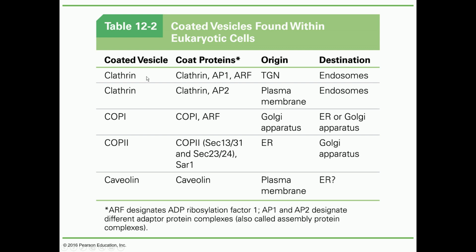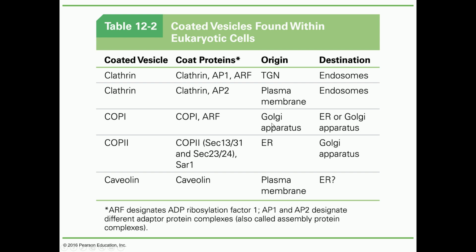So both of these kinds of vesicles are clathrin coated, but these originate from Golgi and go to endosomes and form the endosomes eventually. And these ones originate from the plasma membrane and go to endosomes. Now coated vesicles with coat protein 1, these are the coat proteins. So these originate from Golgi and go back to either Golgi or ER.